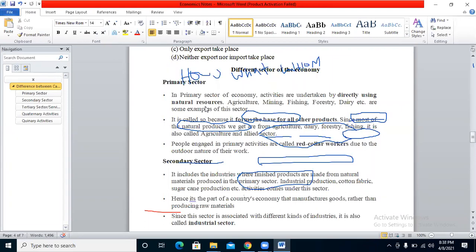One question is about the hydropower plant. Is this part of the primary sector or part of the secondary sector? Just tell me.